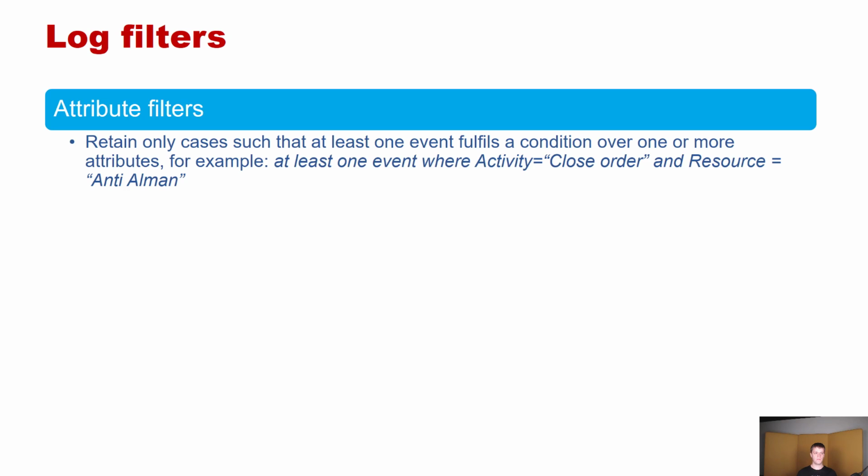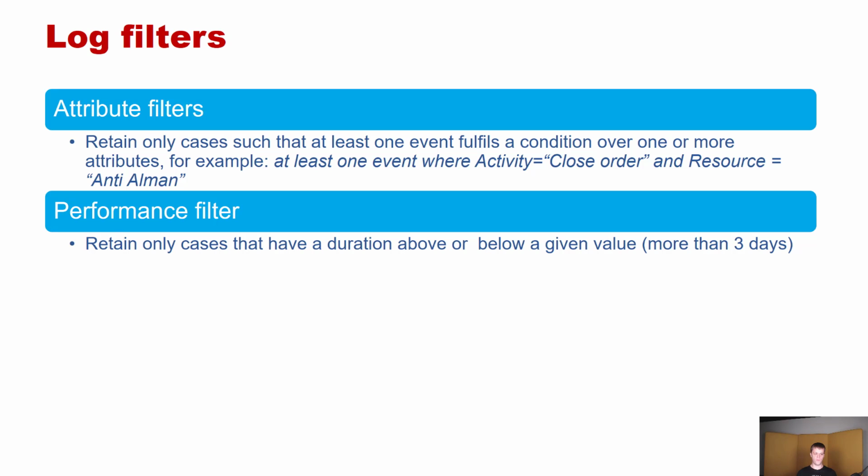The second approach for handling this complexity is to apply log filters. Log filters allow us to reduce the number of cases or process instances that we are going to look at any single time. It allows us to, for example, set attribute filters, which retain only cases such that at least one event fulfills a condition over one or more attributes. For example, at least one event where activity is close order and resource is a specific person. We could also do performance filters, for example, to retain only cases that have a duration above or below a given value, more than 3 days, for example.